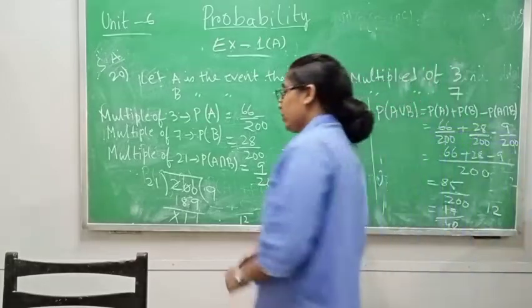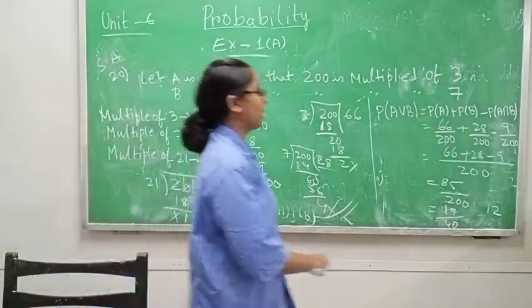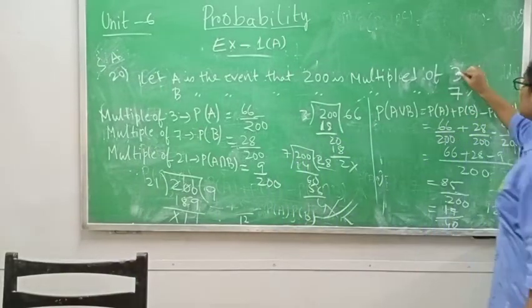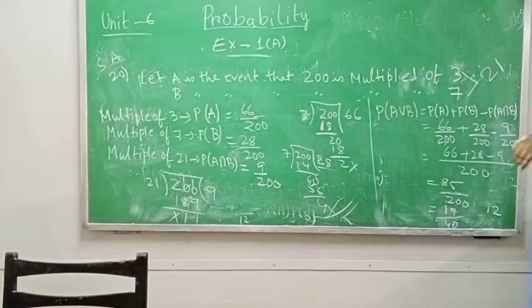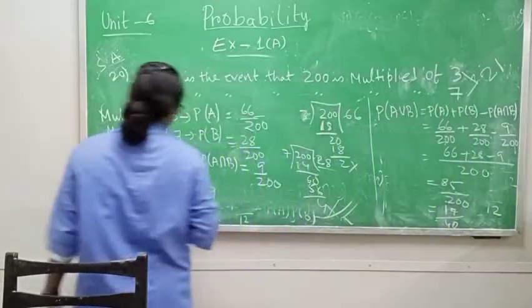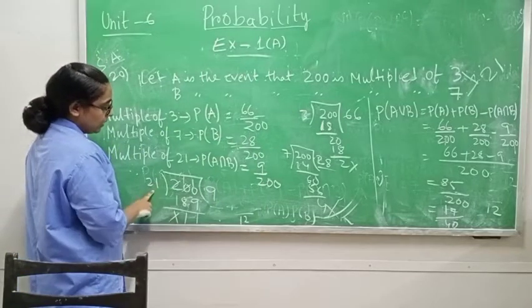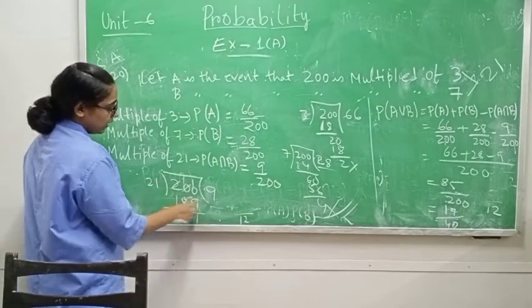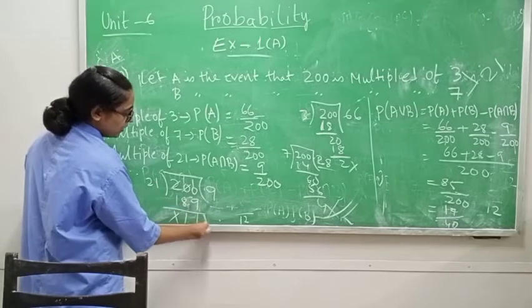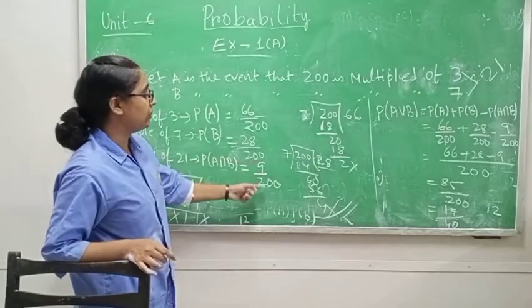Now we have to find multiples of 21. Now you will ask from where this 21 is coming. When you multiply 7 threes are 21, 21 will come. It means that you have to find the probability when it is a multiple of 21 also. Now 200 divided by 21, you will get 9 times, 189. 11 is coming as a remainder. You will not see this one. So 9 times it is coming. It means 9 by 200.